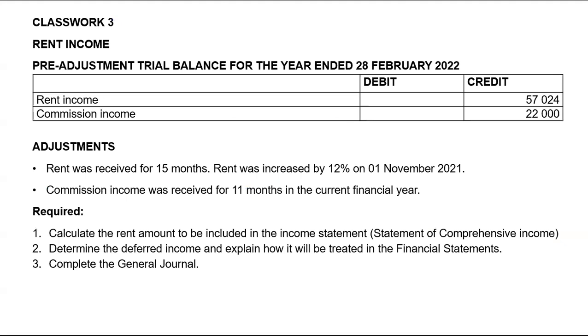Try this one out. Give yourself 10 minutes. It's basically a repetition of everything that we have done. It was received for 15 months, but it was increased by 12%. It means from 1 November 2021, it became 112. It was at 112%.